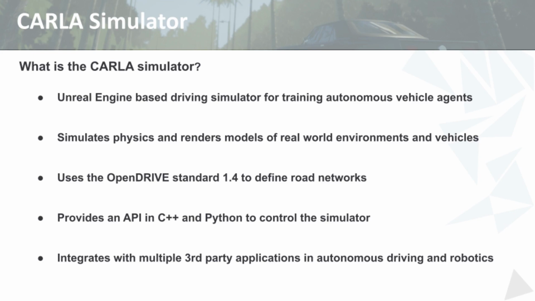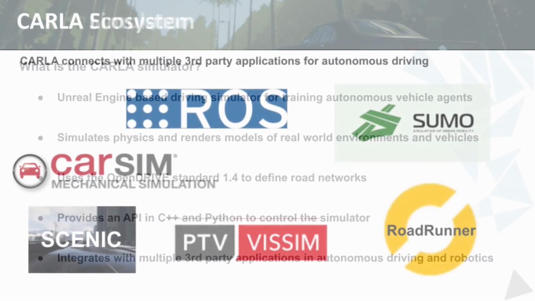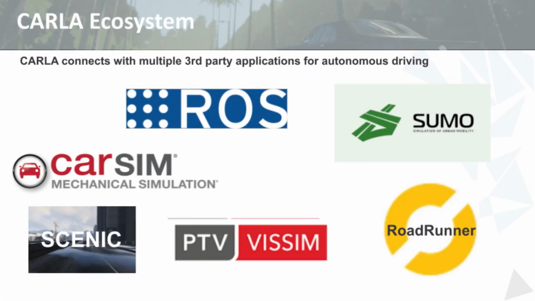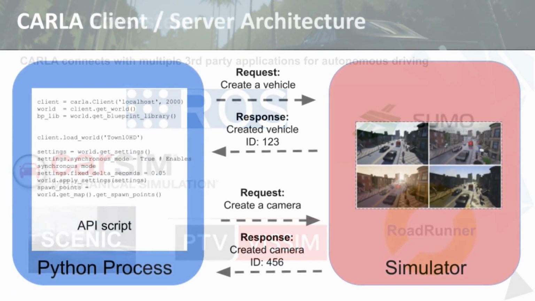Also, numerous third-party applications used in autonomous driving and robotics can integrate directly with CARLA. The third-party applications that integrate with CARLA include ROS, the Robot Operating System, and numerous physics and vehicle simulators including Sumo, CarSim, Scenic, and PTV VisSim. CARLA users can also create their own OpenDrive format road networks using the RoadRunner application.